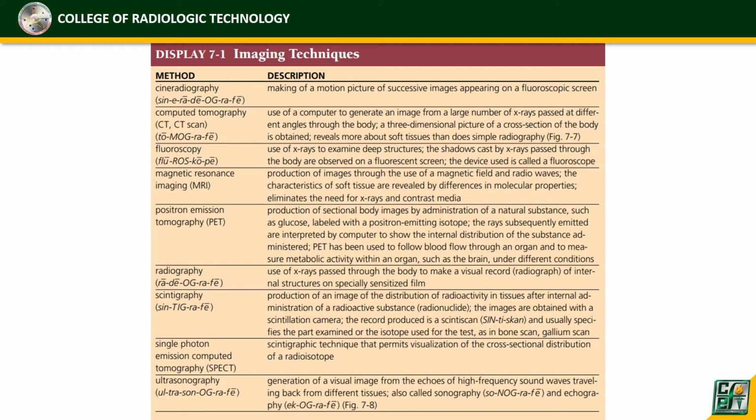Then we have the positron emission tomography or PET. It is the production of cross-sectional images by administration of a natural substance such as glucose, labeled with a positron emitting isotope, or basically a radioactive material. Then radiography, use of X-ray passed through the body to make a visible record of the internal structures.